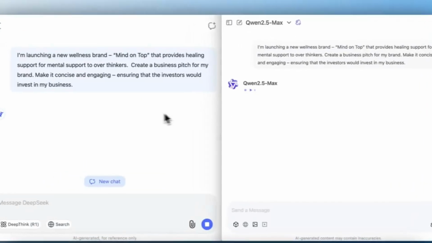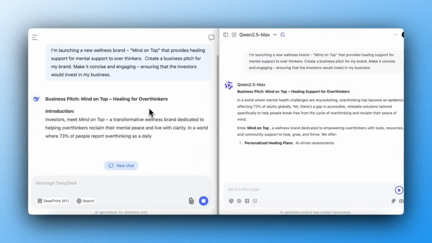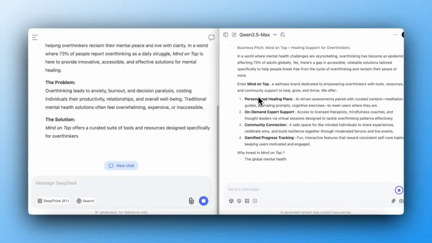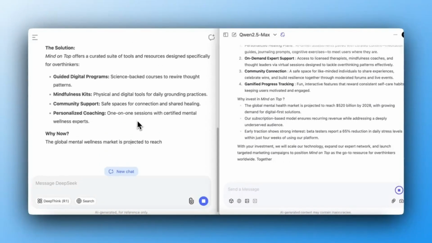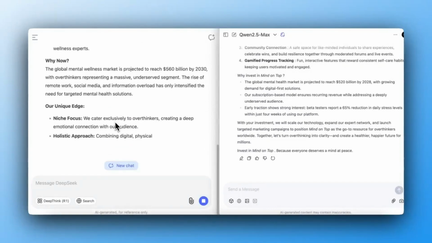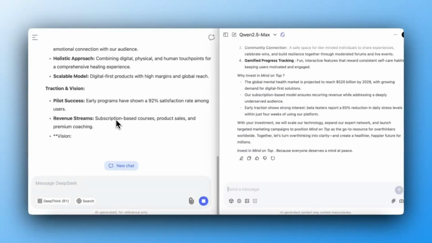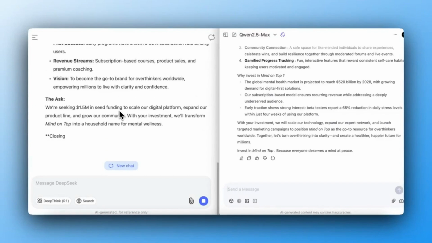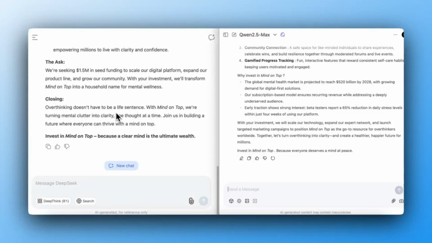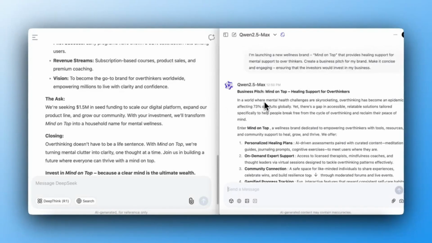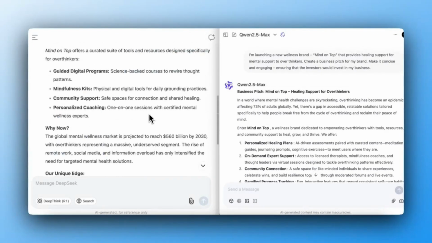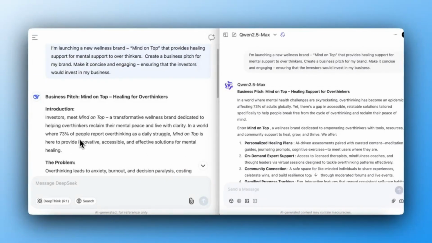Content creation. The content creation test revealed some fascinating specializations. DeepSeek-V3 showed its business acumen, producing content that would make any data analyst proud. Let me show you some examples. Look at how DeepSeek-V3 structures this market analysis. The attention to detail in the data presentation is remarkable.